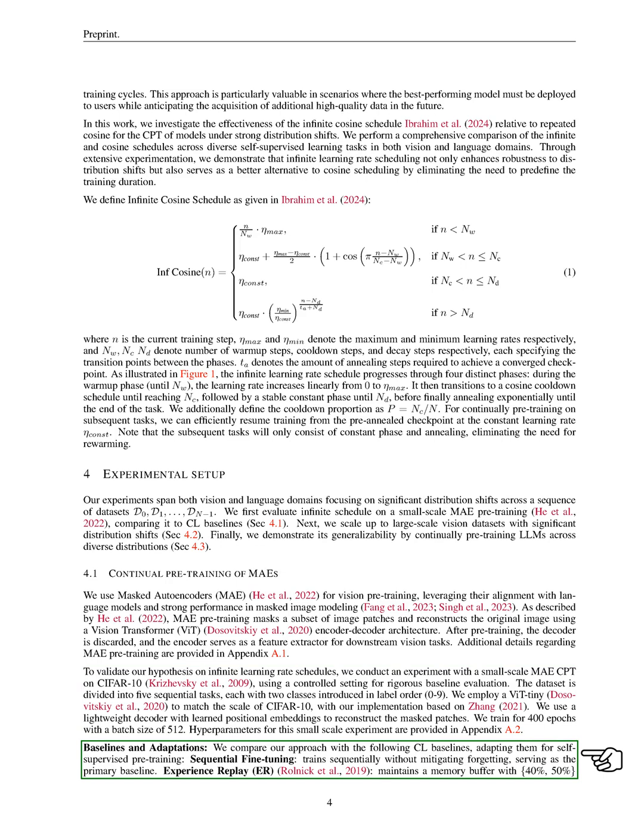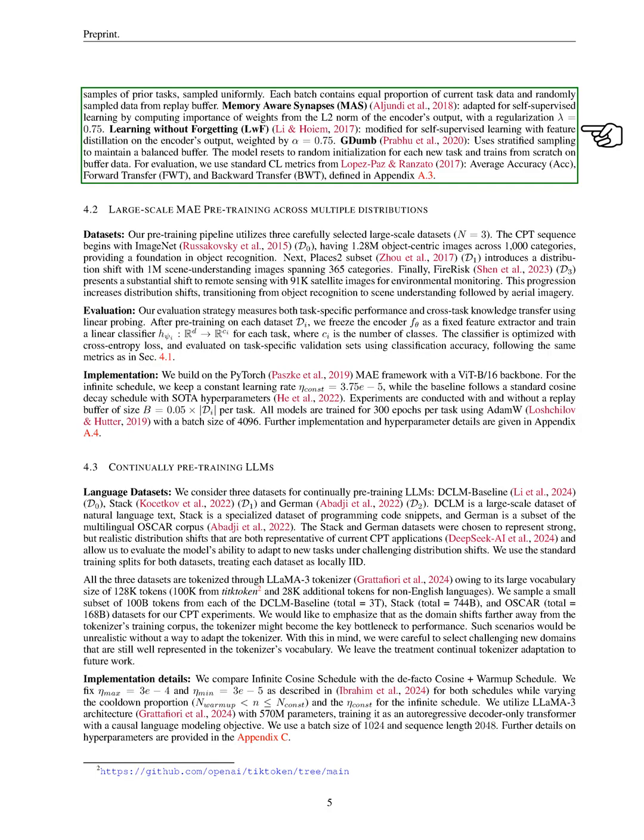We compare our approach against several continual learning baselines, adapting them for self-supervised pre-training. These include sequential fine-tuning, experience replay, memory-aware synapses, learning without forgetting, and GDumb. For evaluation, we employ standard continual learning metrics such as average accuracy, forward transfer, and backward transfer.